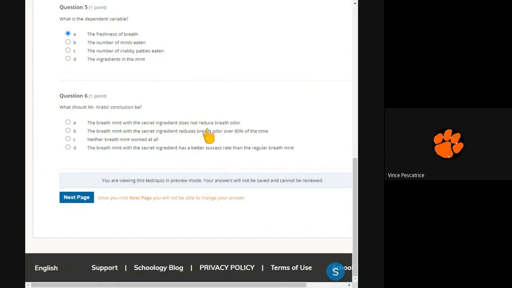Does not reduce breath odor. Okay, because we clearly saw people say, yeah, my breath smells better. All right, it's false. So it can't be this one. Now again, this might be a different order for you than I have, okay? So I'm just eliminating the answers as we go. All right, so the breath mint with the secret ingredient reduces breath odor by over 80% of the time. All right, so how can we figure out what percent of the time the breath odor was better or worse?